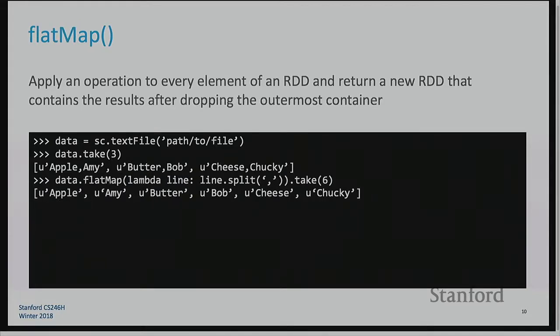All right, flat map. Same thing as map, except that after you have transformed every one of the records, you remove the outer layer of grouping. Same story, same data. If I flat map with the same operation, you see now what I have is not arrays, but individual elements. And notice I did take six because I knew this was coming. So what it has done is it mapped it into this, and then it flattened it by dropping the grouping. And so now all of the individual elements of all of the arrays are put together into one big RDD. Does that make sense?